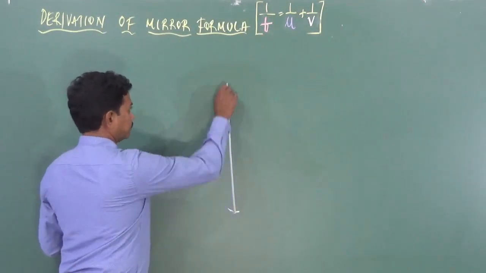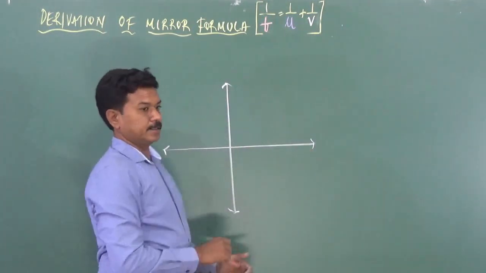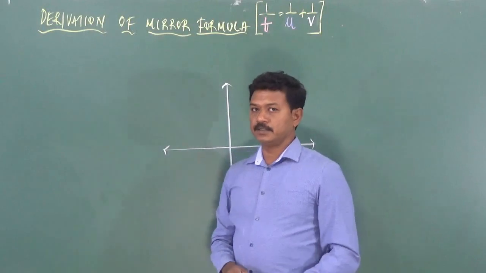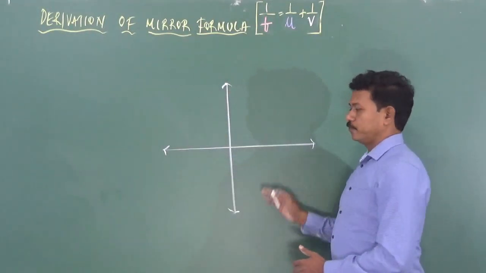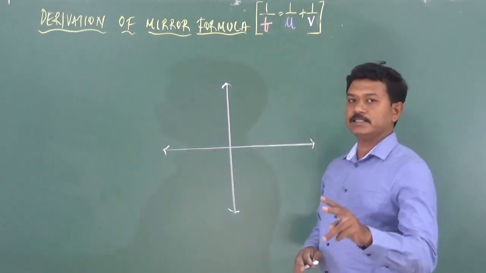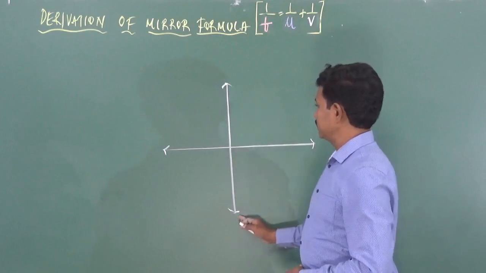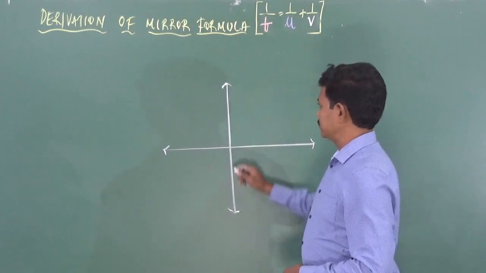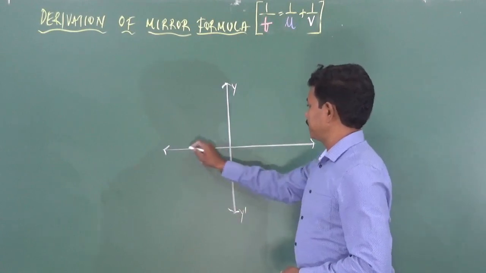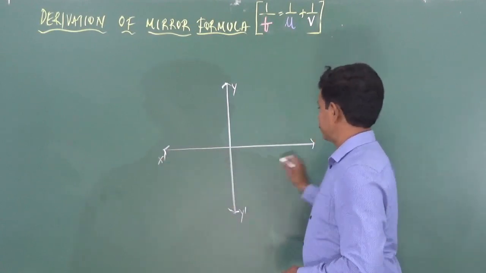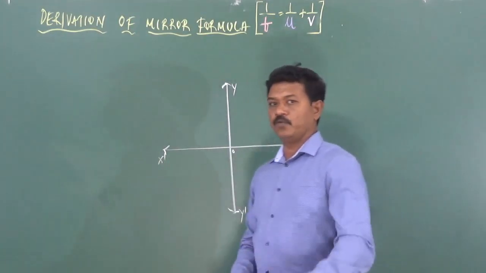We know that in coordinate geometry you have studied the Cartesian plane. We can divide the entire plane into four parts by drawing two lines, one vertical and another horizontal. The vertical line is the y-axis, taken as y and y dash, and the horizontal line is taken as x dash and x. This point is called the origin, represented by O.